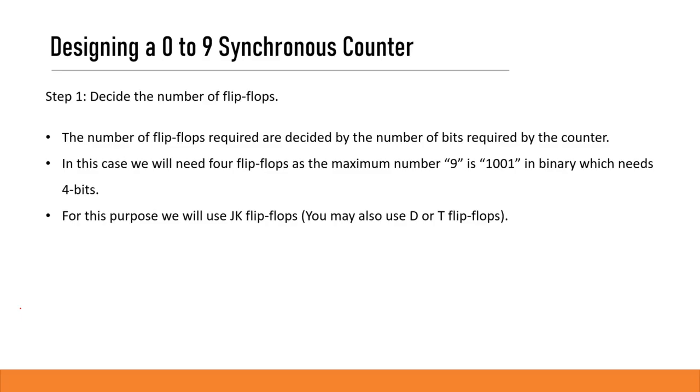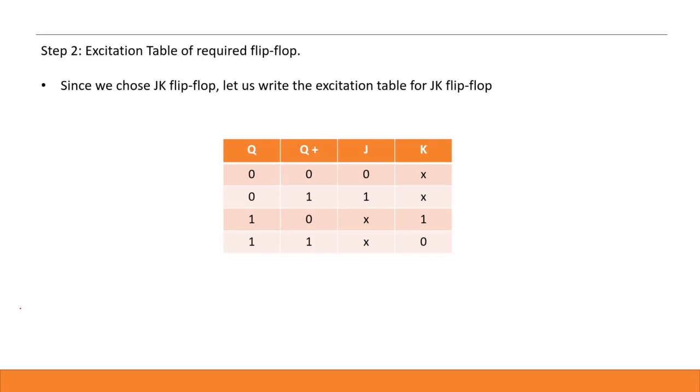Step 2 is writing the excitation table. Since we chose JK flip-flops, we will be writing the excitation table for JK flip-flop. If you choose to use D or T flip-flop, you can write the excitation table for the corresponding flip-flops. Here Q and Q plus are the present and the next state correspondingly, and the J and K values are the corresponding values for Q and Q plus. For Q and Q plus being 0 and 0, J and K are 0 and don't care. For 0 and 1, they are 1 and don't care. For 1 and 0, it's don't care and 1. For 1 and 1, it's don't care and 0.